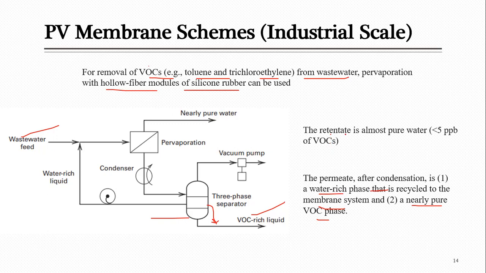And the retentate is pure water. The retentate is the pure water which we were looking for, which we were expecting to be pure, and it contains less than 5 parts per billion of these volatile organic chemicals. A very small amount will be available, and that's fine for us.